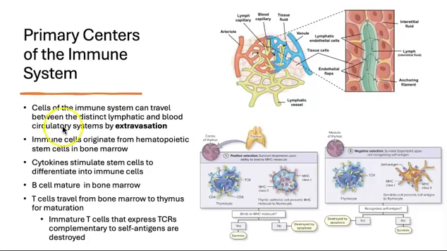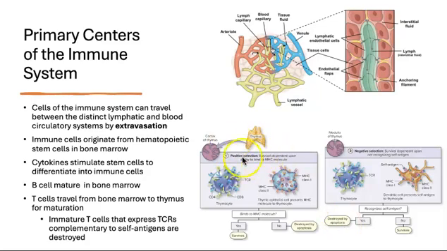Now let's talk about the primary centers of our immune system. Our cells of the immune system can travel between distinct lymphatic and blood circulatory systems through extravasation, essentially meaning that we are able to shift between the blood vessels here into the tissues and then into our lymphatic system. So if we think back to what we learned in our blood system, our immune cells are going to originate through hematopoietic stem cells in our bone marrow. And then we have cytokines that stimulate the stem cells to differentiate them into immune cells. Our B cells are going to stay within the bone marrow to mature, whereas our T cells will travel over to the thymus in order to mature.